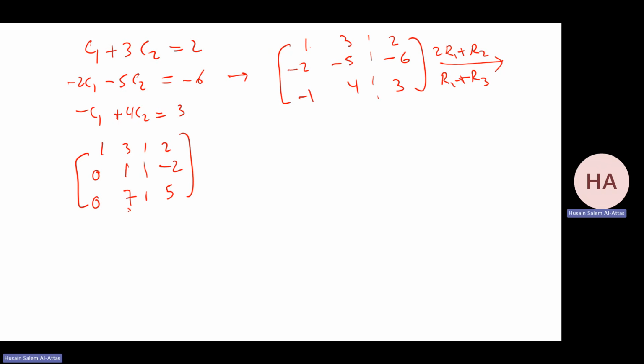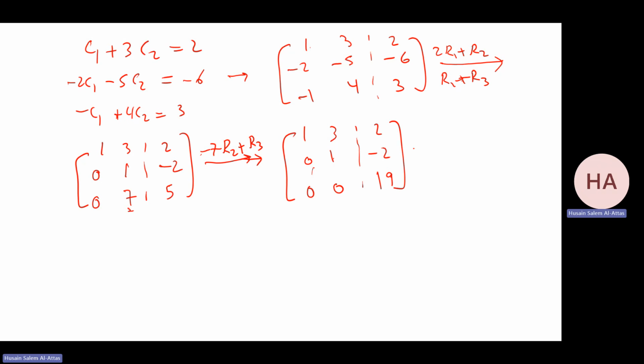Okay. Now we need to get rid of this. So multiply minus 7, R2 plus R3, which means what? 1, 3, 2, 0, 1, minus 2. Now this will be 0. Multiply by minus 7 and add, that will be 0. By minus 7 and add, that will be 19.